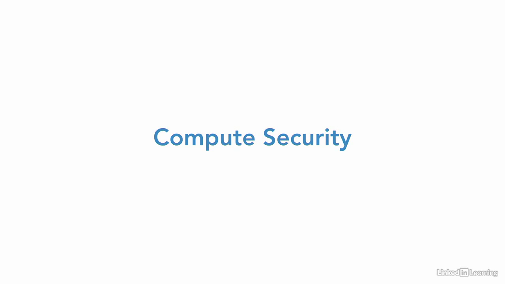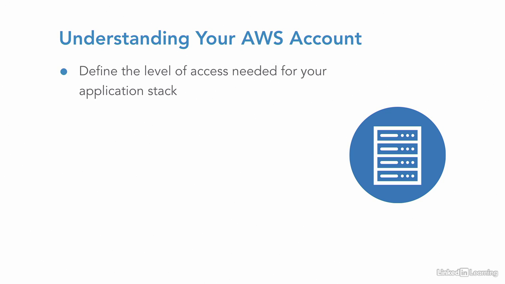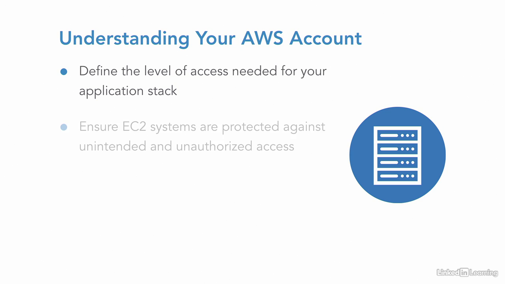When we're securing our compute instances at AWS, we want a high level of protection for that application stack. You have to define that level. Is it a stack that remains totally private, or does it need public access across the internet? You have to define what you need. Then we have to ensure the system is protected against any unauthorized access.